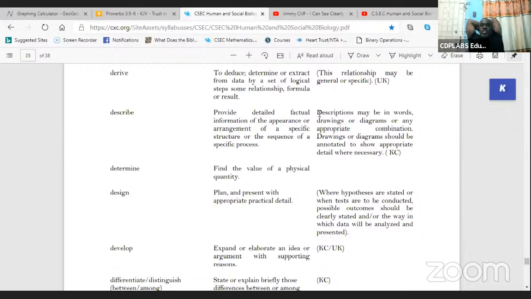So you see, when you're writing a description, you don't have to have a bag of words. Descriptions may be in words, but don't have to be in words. Maybe in drawings or diagrams or any appropriate combination. Meaning, you can combine words with drawings, words with diagrams. Diagrams refer to a graphic organizer, like what you probably call a concept map, all right? So whenever you're writing notes, practice using this kind of technique.